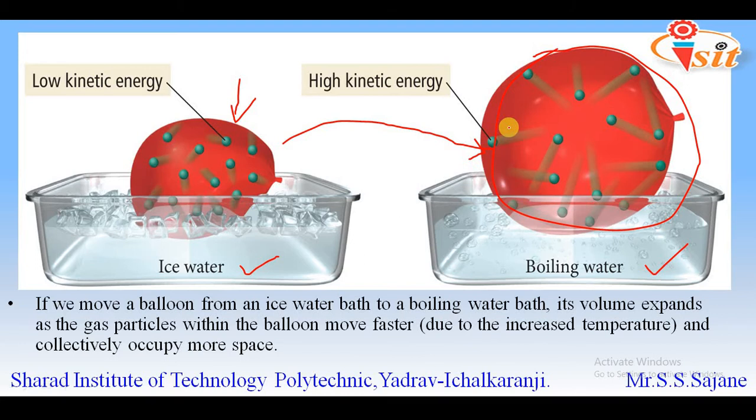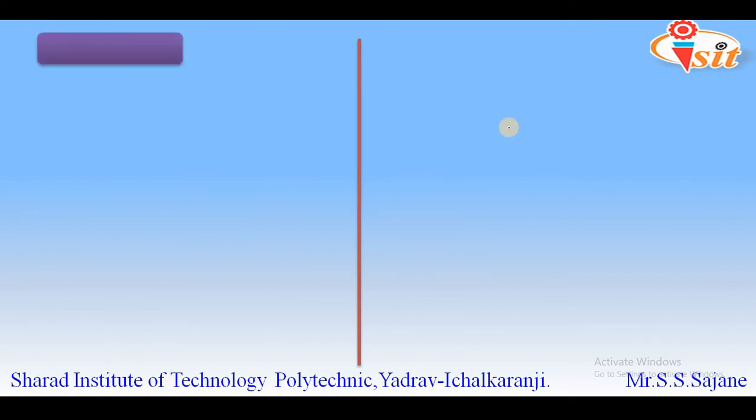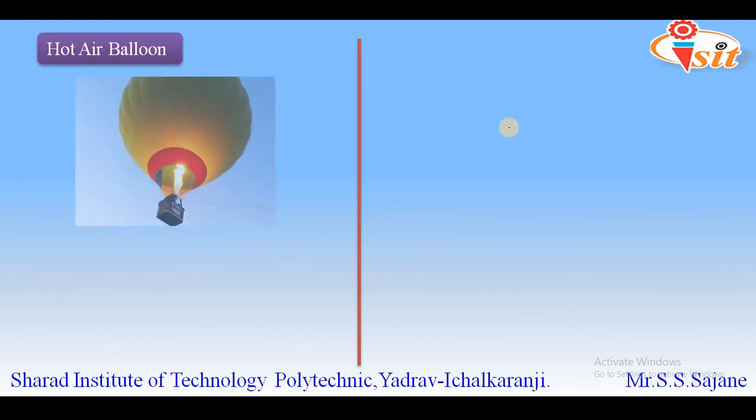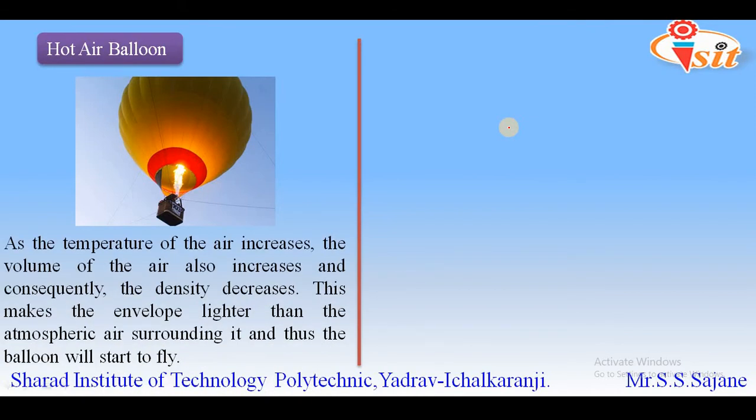An air balloon is a classic example of Charles law. The working principle of an air balloon is very simple. It consists of a bag or an envelope along with a basket to carry the passengers and a fuel source like propane. On the ignition of the fuel, the air inside the envelope will heat up, and this hot air will expand as per Charles law.